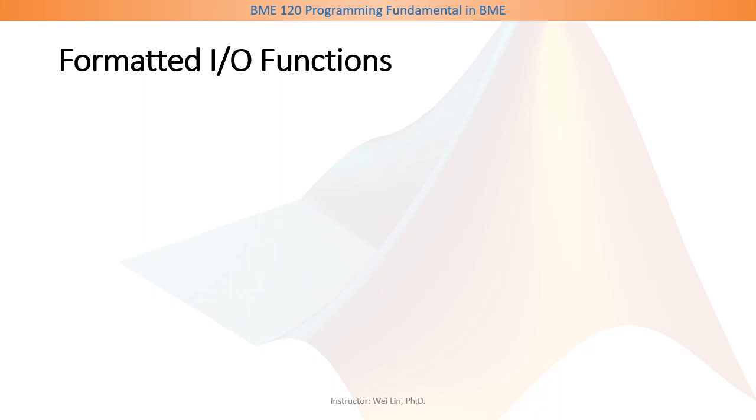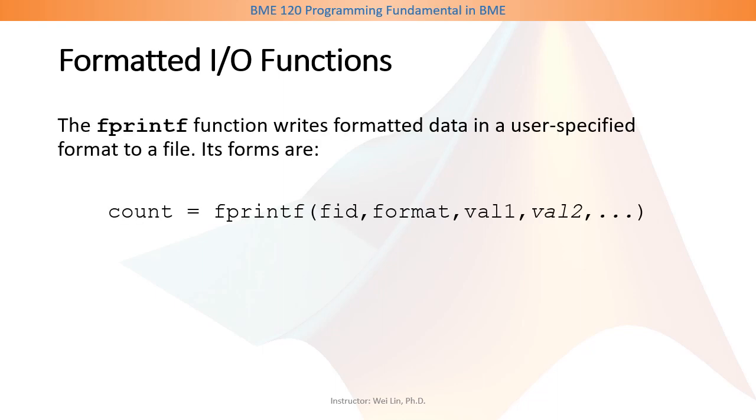Formatted I/O functions are used to store data in a file in a readable text format. One of the functions is the fprintf function. We already learned this function before, and it will output the data in the command window. Here, this function is used in file operations. It basically writes formatted data in a user-specified format to a file.